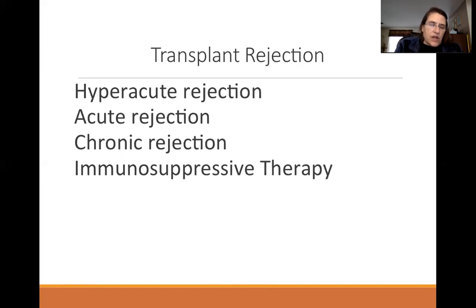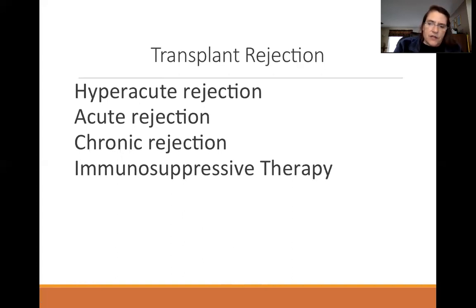Acute rejection is to be expected. Every transplant patient can expect and should be educated they will have some form of rejection. The response to that is we will have additional anti-rejection drugs ready to give you. Don't fear it. It's going to happen. We're ready for it. Chronic rejection is also going to happen.